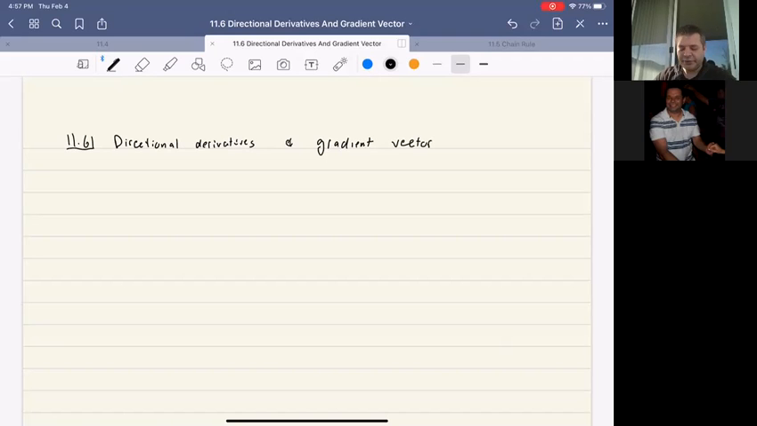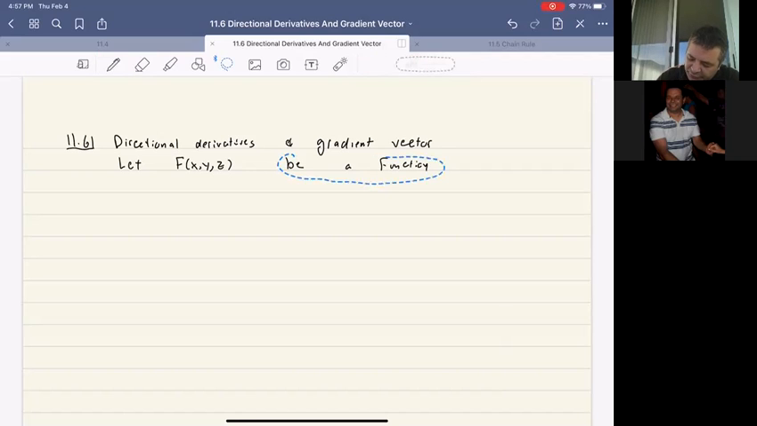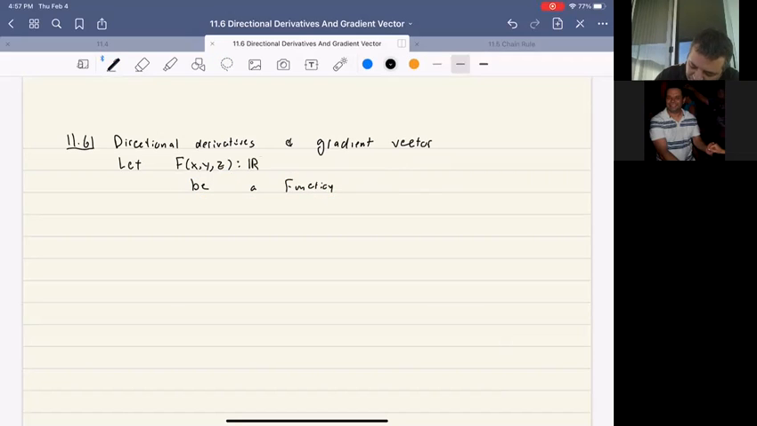Okay, so let's say we have some function. Let's say we have f of x, y, z be a function. I'm going to use a little bit of notation here. It's from R3 into R. So this is space. That means it's a function of x, y, and z. And R means our output is just a number, a real number.